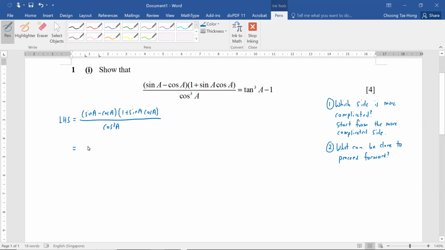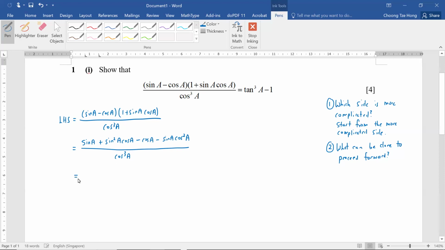Sometimes it's not apparent how it is going to turn out, but we should just try to proceed and then we will see later on whether it leads us to anything or not. So let's expand the top. We'll get sine A plus sine square A cosine A, then minus cosine A, then minus sine A cosine square A. So upon expanding, we have this.